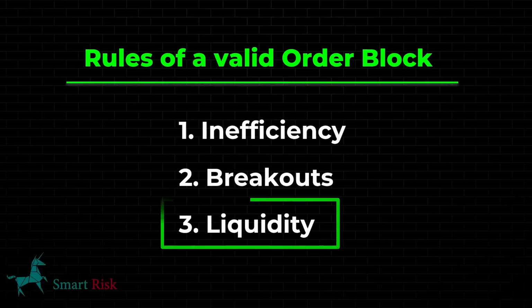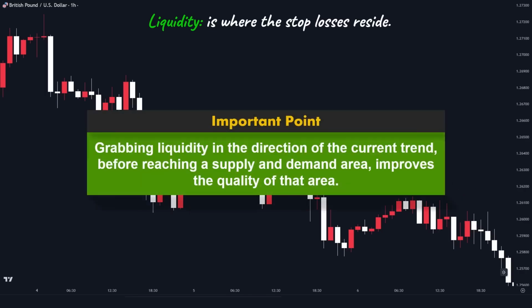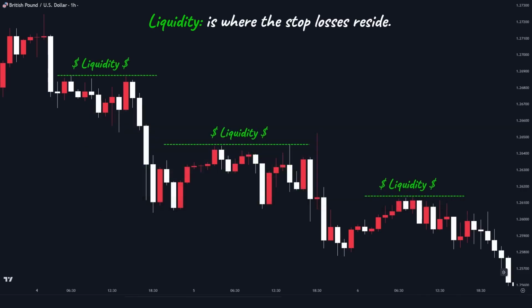Last but not least, the liquidity. Liquidity is where the stop losses reside. Combining the liquidity concept with order blocks enhances our understanding of market dynamics and provides valuable information for strategic decision-making. Grabbing liquidity in the direction of the current trend before reaching a supply and demand area improves the quality of that area. There are 3 common liquidity grab patterns that happen every day on the chart. Forming each one before reaching our order block increases the chance of success for our trade.